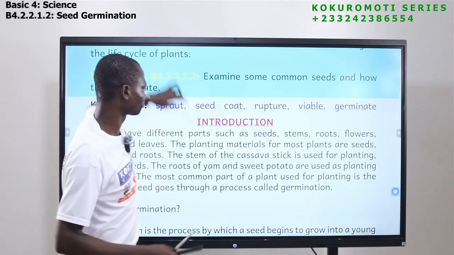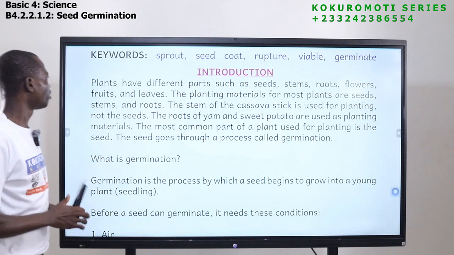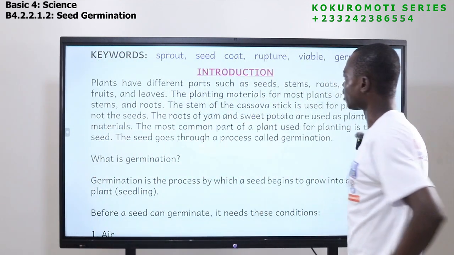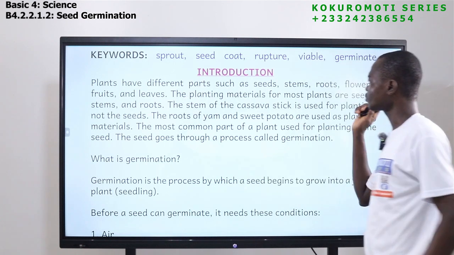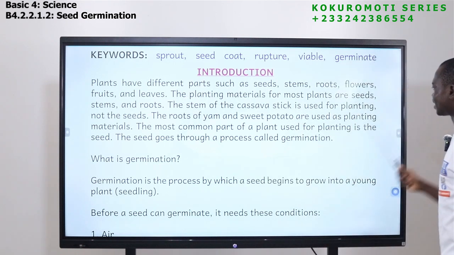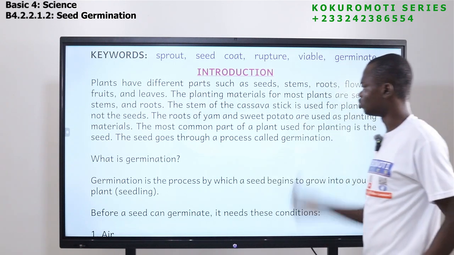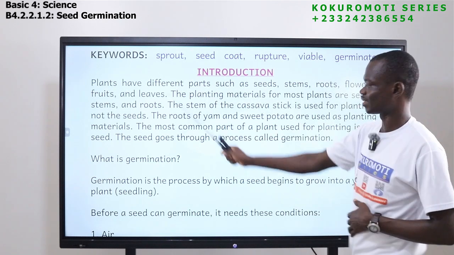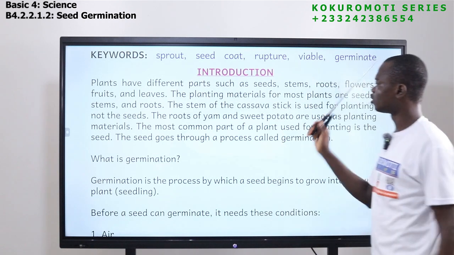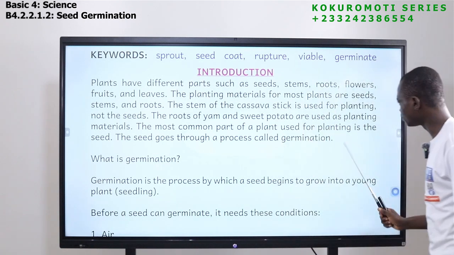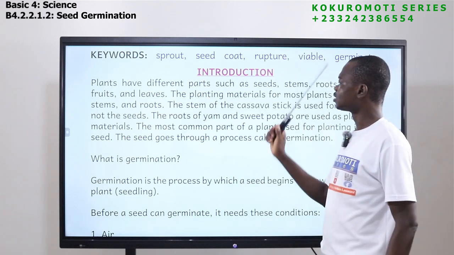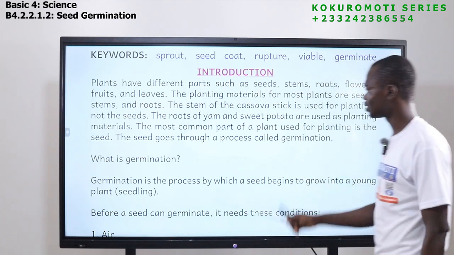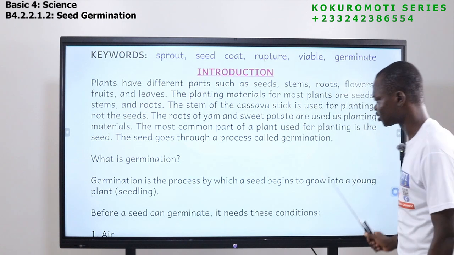Okay, now let's look at it. Plants have different parts such as seeds, stems, roots, flowers, fruits, and leaves. The planting materials for most plants are seeds, stems, and roots. The stem of a cassava stick is used for planting, not the seed. The roots of yam and sweet potato are used as planting materials. The most common part of a plant used for planting is the seed. So the seed goes through a process called germination.